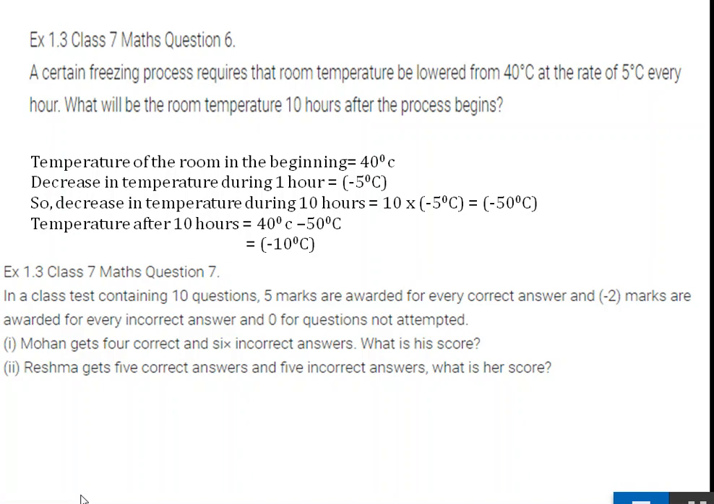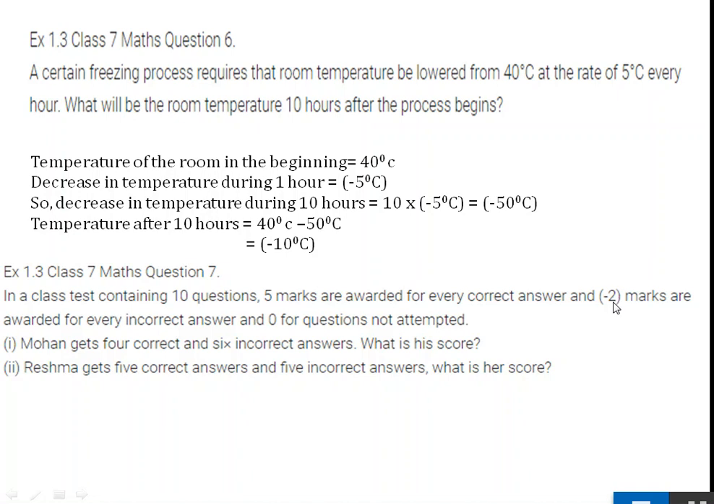In a class test containing 10 questions, 5 marks are awarded for every correct answer and negative 2 marks are awarded for incorrect answers and 0 for questions not attempted. Mohan gets 4 correct answers. For 1 correct answer you will get positive 5 marks. So for 4 correct answers, how much will you get? You will get 4 into 5, that is 20 marks.